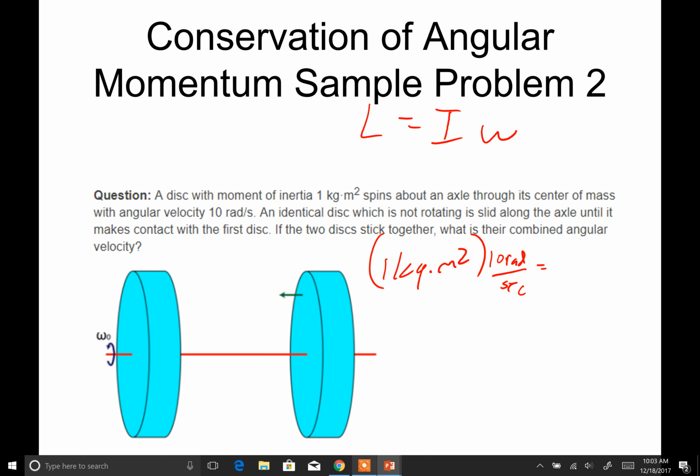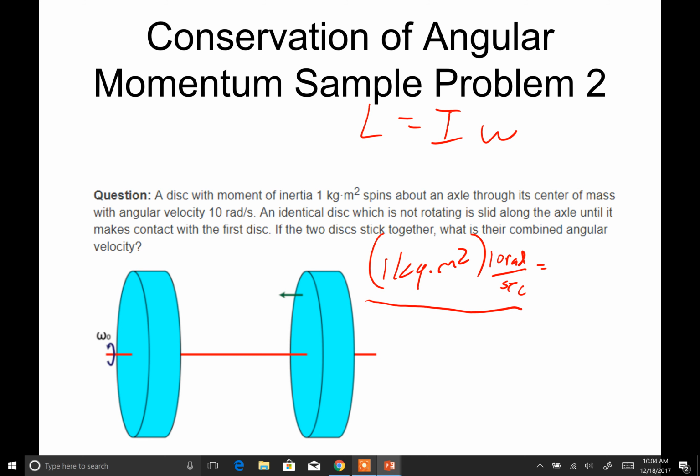Then the second disk of identical mass and mass distribution is slid onto the same axle. They bump together and now they continue to spin. Well, that means that angular momentum is conserved. So that means that the initial angular momentum of the system has to equal the final angular momentum of the system.